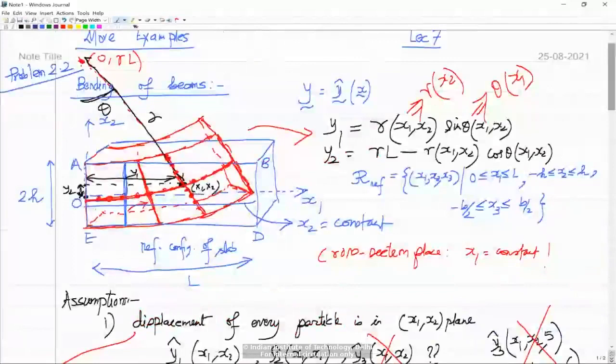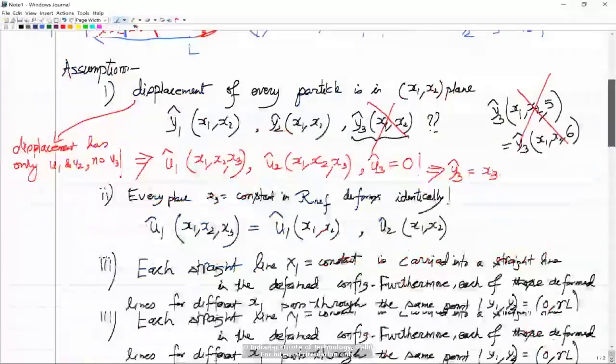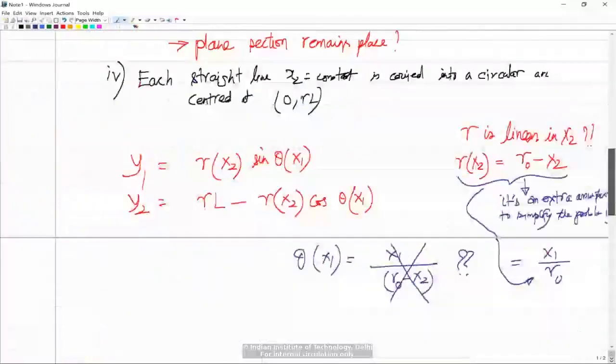For example, if this were on the neutral plane, the curved length is the same as the original length. So the original length will be x1 because this point was at x1, but the curved length is now r naught into theta. So therefore, this theta is x1 by r naught. But that's again an assumption.